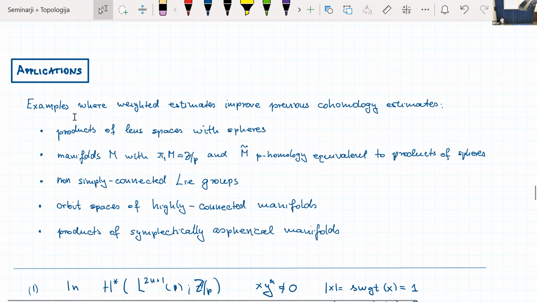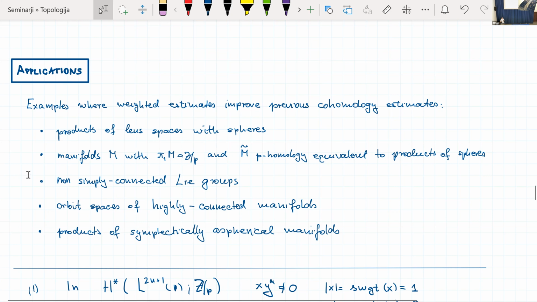So here is a list of cases where this really improves things. If you start with lens spaces, there is not a real improvement. But when you start multiplying lens spaces, or lens spaces with spheres, then weighted estimates just double or even triple your previous estimates, and already give relatively big numbers. If you want to triangulate a product of a lens space with a sphere, you need a lot of vertices. Then manifolds with finite, especially finite cyclic, fundamental group always have some cohomology classes of high weight, and then you can do computations.